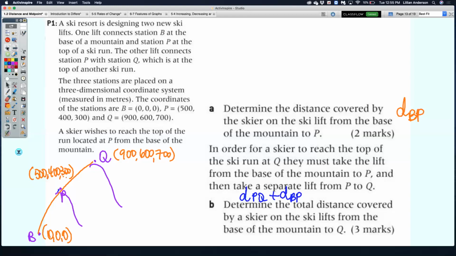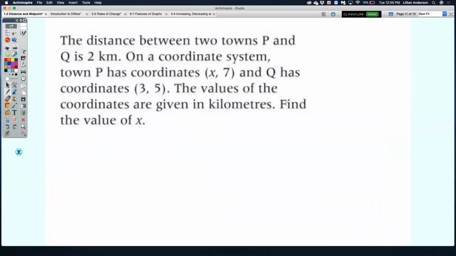So good stuff. I did want to go back to this one. It's still dealing with distance, but it's in a two-dimensional system.